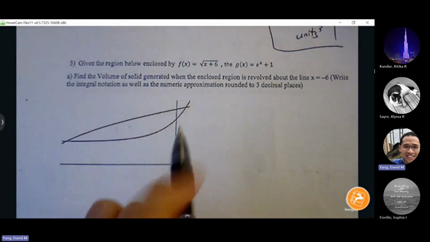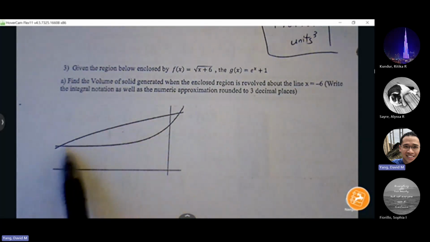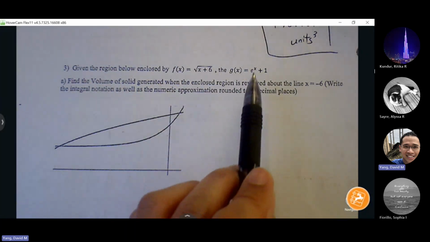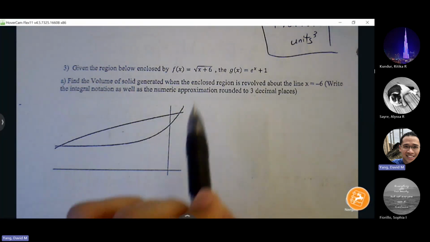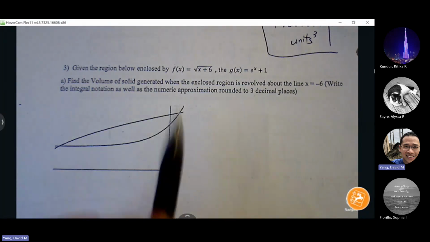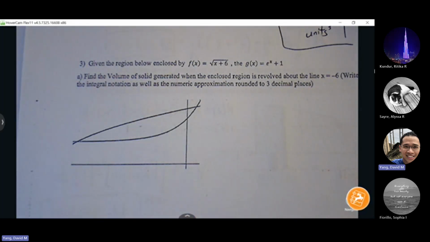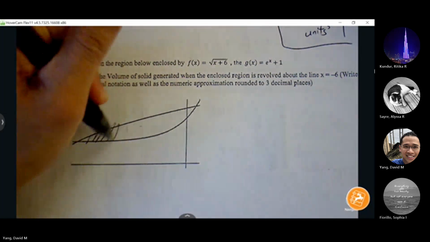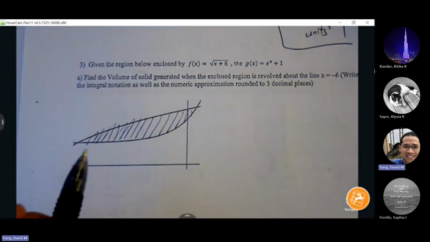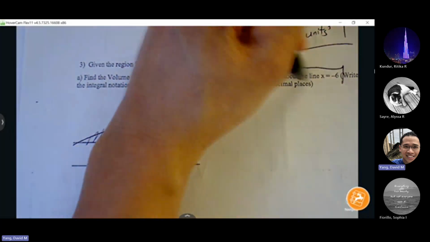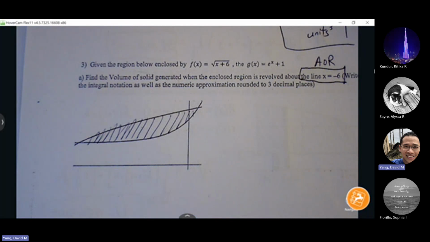Okay, next up, number 3, we have f of x equals root x plus 6. Root x plus 6 is that concave down graph, the one on top. The e to the x plus 1, that's the exponential function. That's going to be the one that's below, and it's going to rise as the graph moves to the right. The x and y axes are just there as background. They're not going to be a part of any of our boundaries. Find the volume of the solid generated when the enclosed region is revolved about the line x equals -6. So this is my axis of revolution. x equals -6, that's a vertical line.